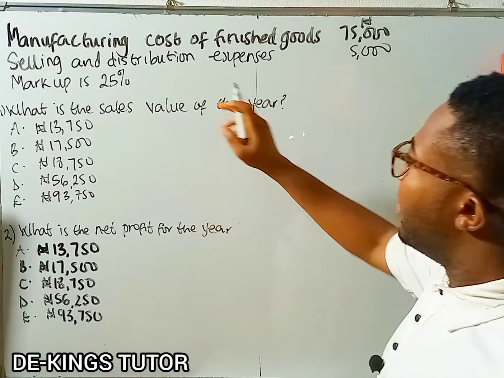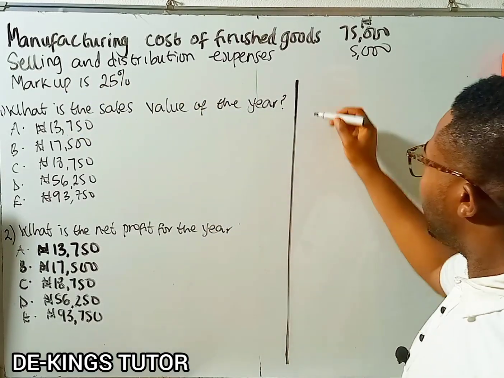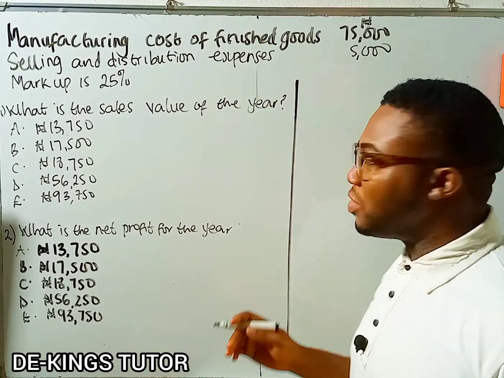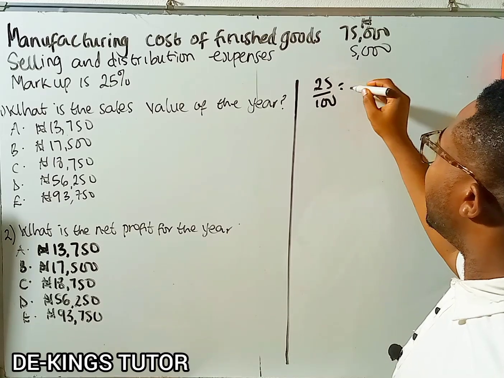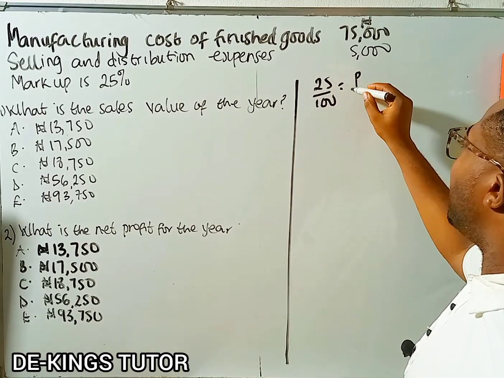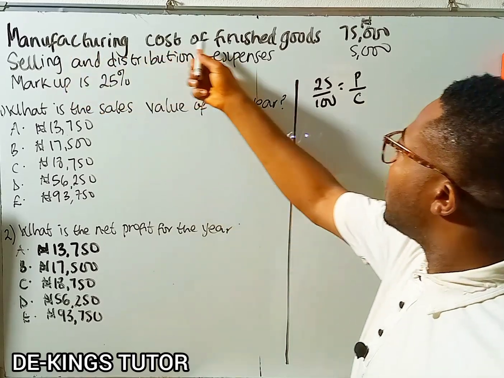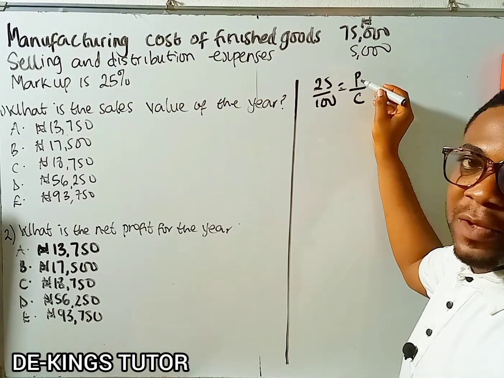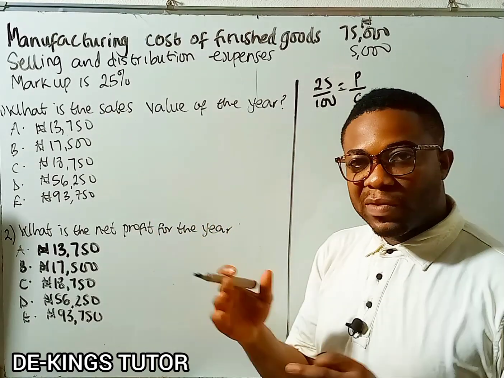Okay. Now, if they say the markup is 25%, what they're trying to tell us is markup is the relationship between the profit and the cost price. So if we have 25%, which is 25 over 100, markup is the relationship between profit and what? The cost. Now, they said the manufacturing cost of the finished goods is 75,000. So we want to get the value of the profit so that we can determine the sales value, because it is cost plus profit that will give sales.